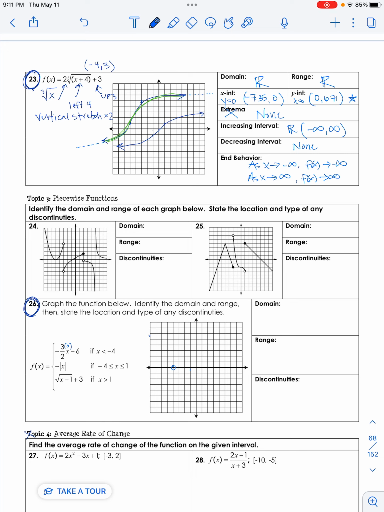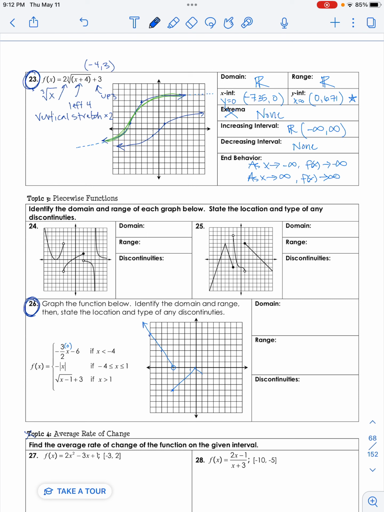And then I'm counting the slope. 3, 2, 3 over 2. And the graph of this piece looks like that. Next one, I'm looking at the absolute value function from negative 4 to 1. So from negative 4, I can just plug in values for this. It's the absolute value of x flipped over the y-axis, flipped over the x-axis.